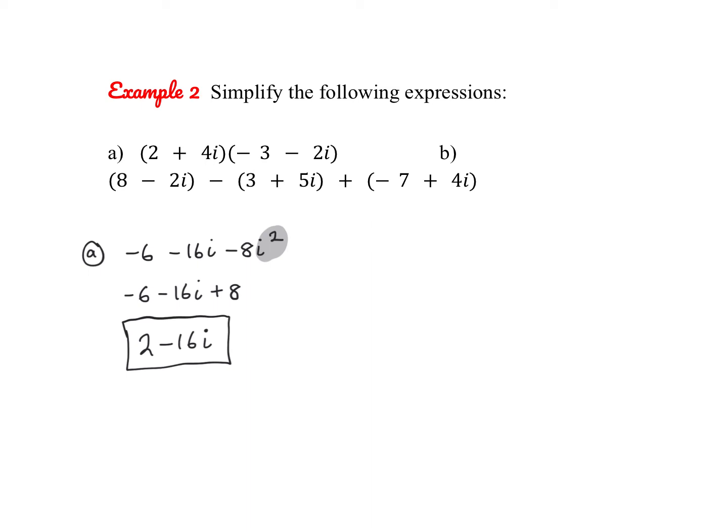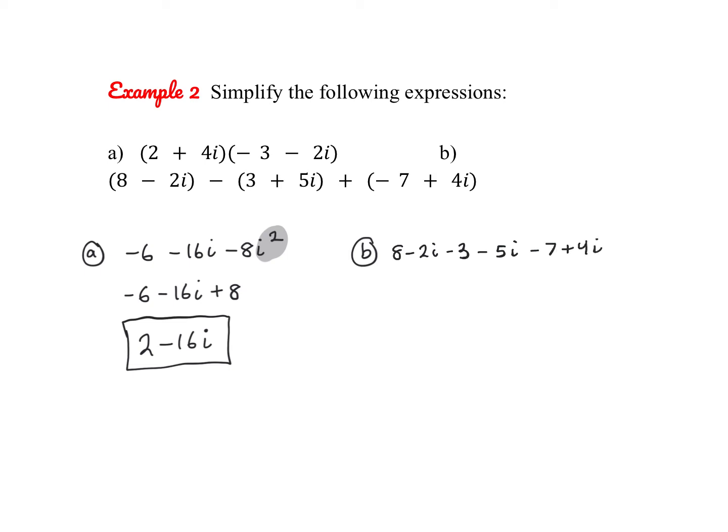Okay, then let's do part B. So again, this is part B. So we're just adding some complex numbers. So first thing we can do is get rid of the parentheses, and then we'll just combine like terms. Remembering here to distribute that negative. So it's just 8 minus 2i minus 3 minus 5i, and then -7 plus 4i.